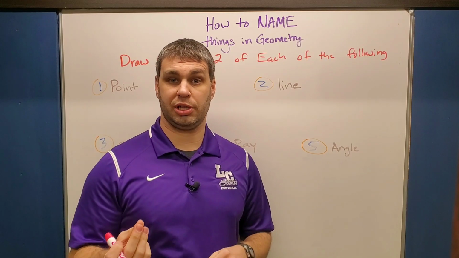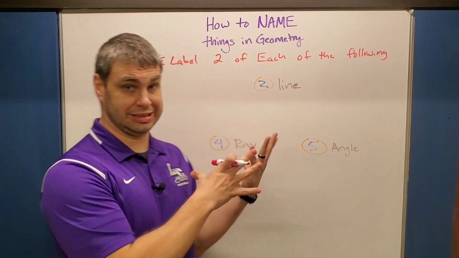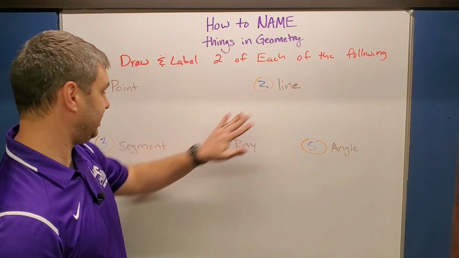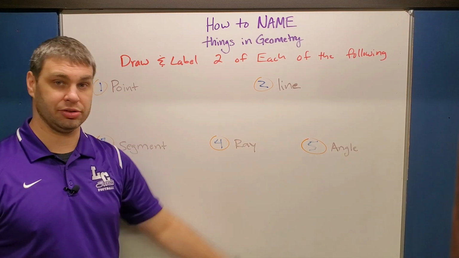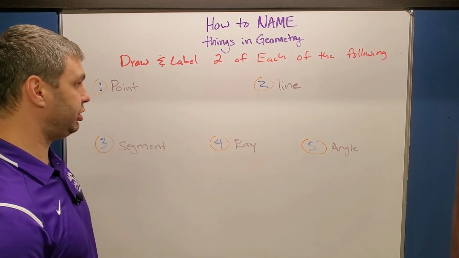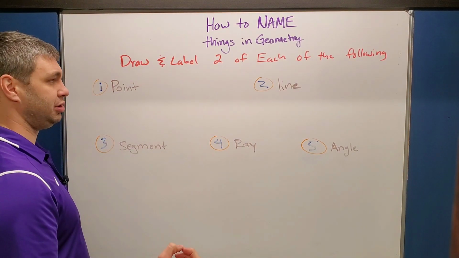This problem's asking us to draw and label a few different geometry basics. All right, we have points, lines, segments, rays, and angles that we're going to draw and label here, and I'll show you the correct way to label these if that's kind of troubling for you.